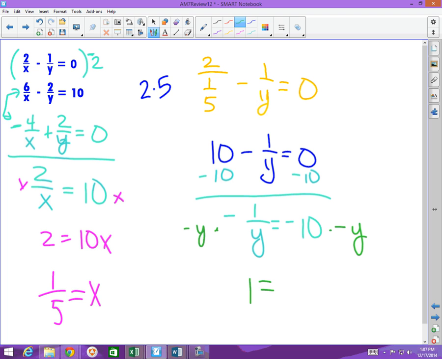And you get 1 equals 10y. And then divide by 10. And y is 1/10. And so now we know x is 1/5. Y is 1/10. And then you're done.